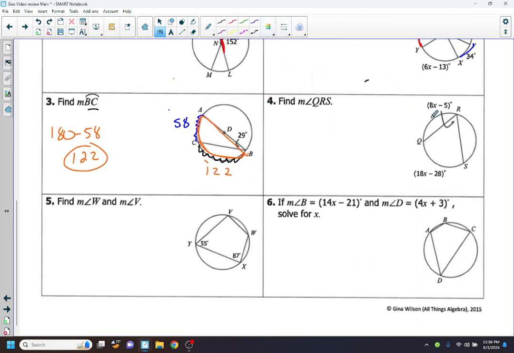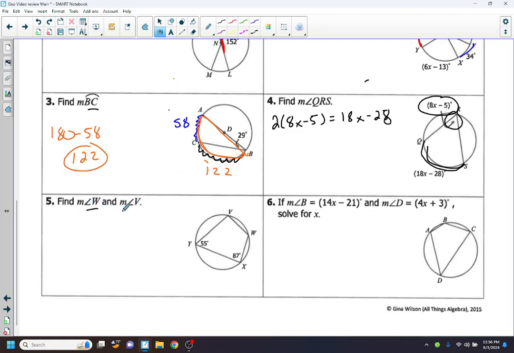In this one, your edge angle over here is always half of the big angle. So to make it work, I double the smaller one. So I'm going to do 2 times 8x minus 5 equals 18x minus 28. I'm multiplying this bottom one by 2 because remember, it's half the size of this big arc. So I have to double it to make it match. You could do the math however, divide by 2 first or distribute the 2. It doesn't matter to me.